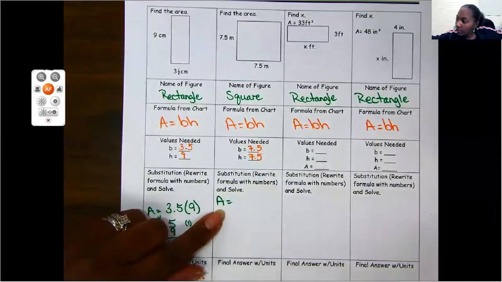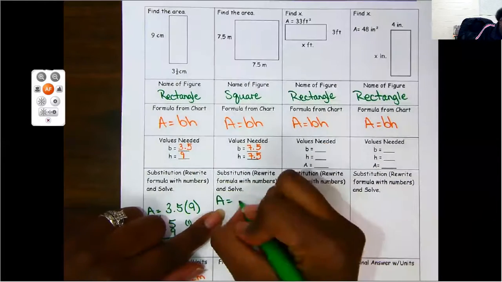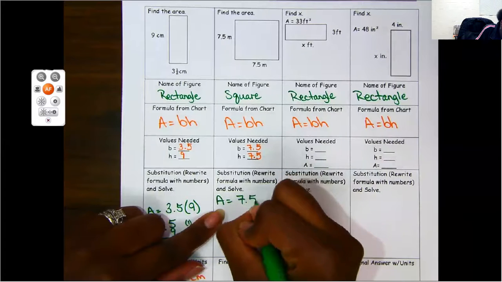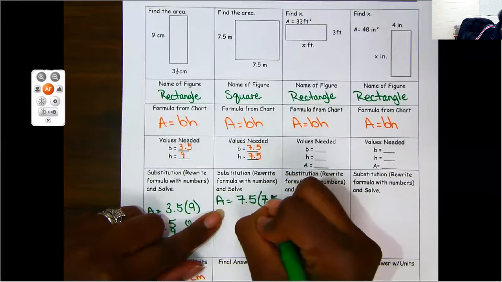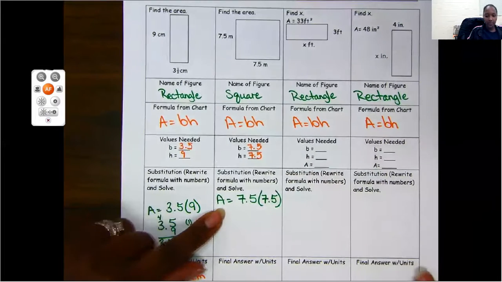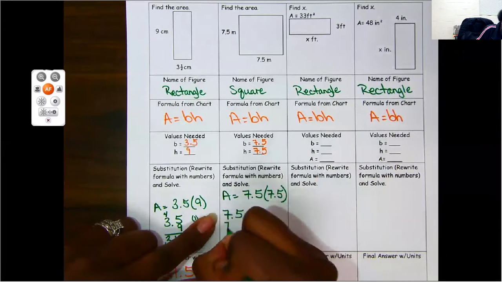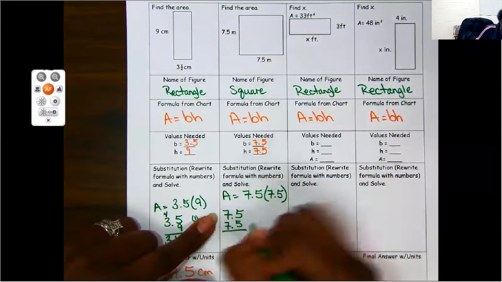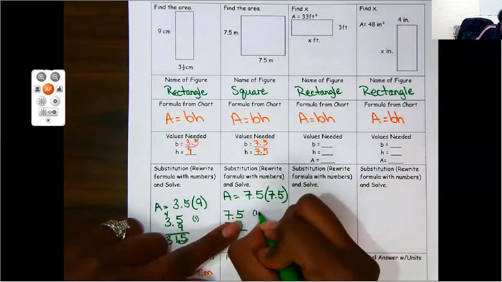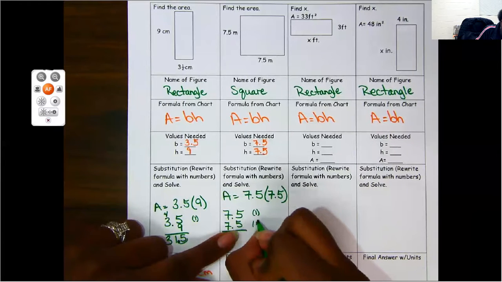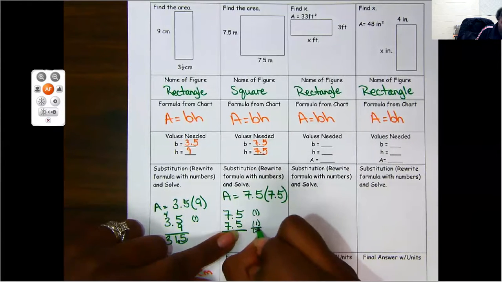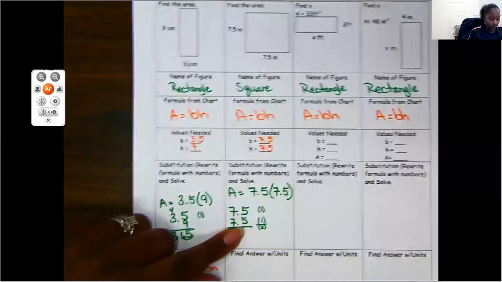Area equals, oh, sorry guys, my alarm. 7.5 times 7.5, okay? I need to multiply that, so I'm going to set that up to multiply. I have one spot after the decimal here, one spot after the decimal here, so I'm going to need to move my decimal twice into my final answer.